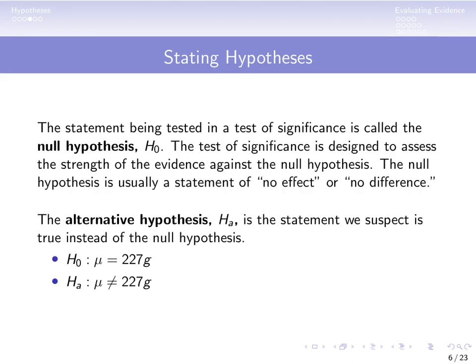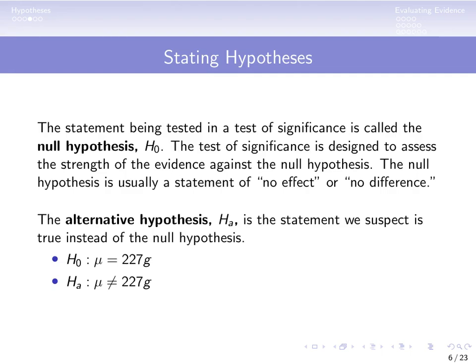The alternative hypothesis is a statement we suspect is true instead of the null. So in this example, the null hypothesis says that the average weight is equal to 227 grams, and the alternative hypothesis says that the average weight is different from 227 grams. That's why I call the null a statement of equality.